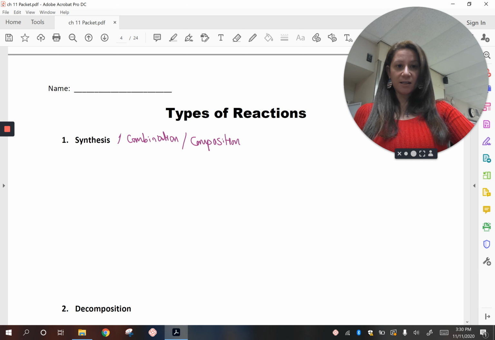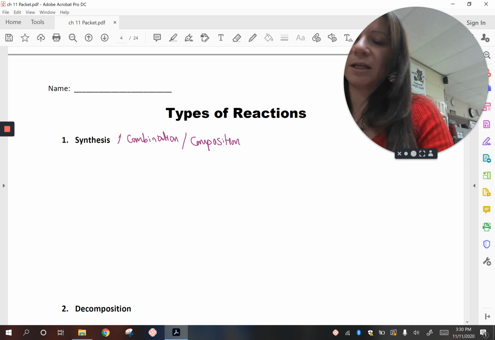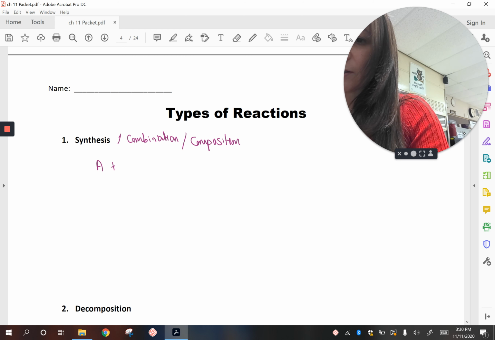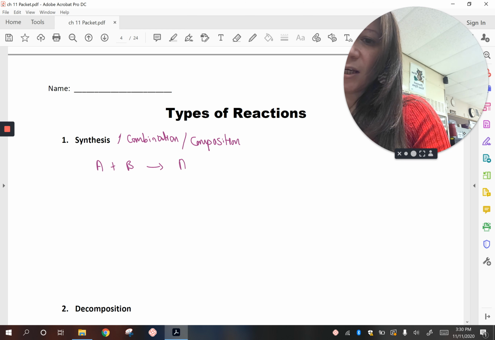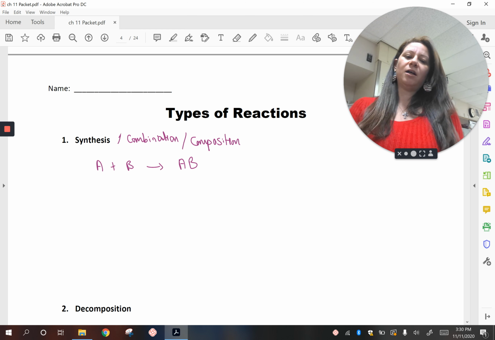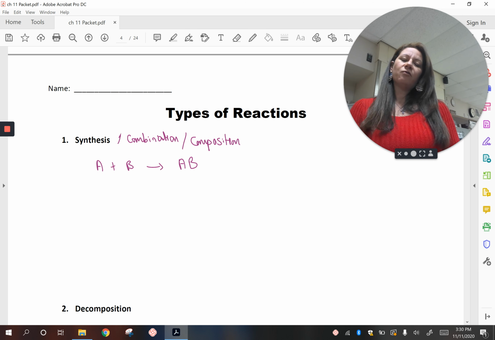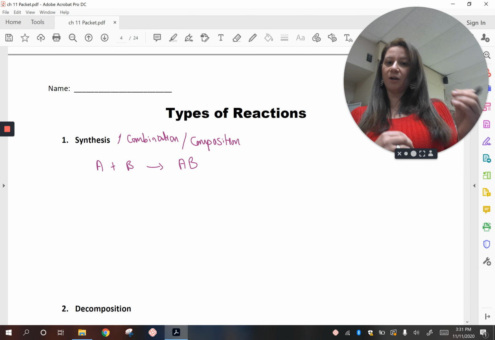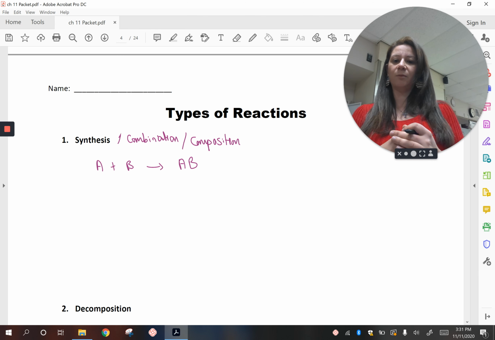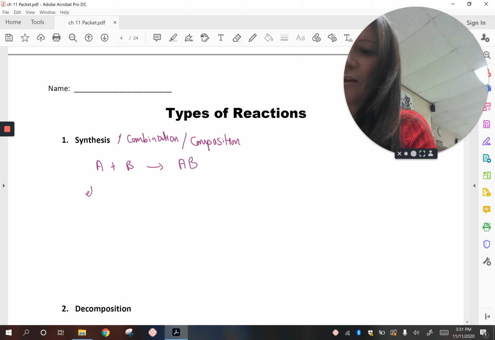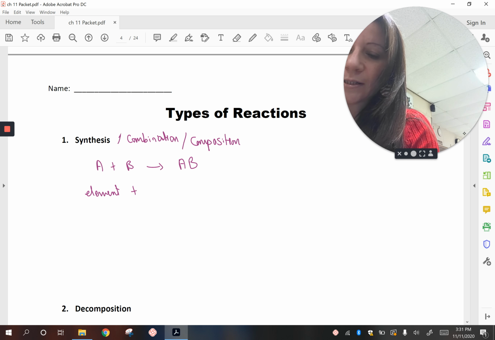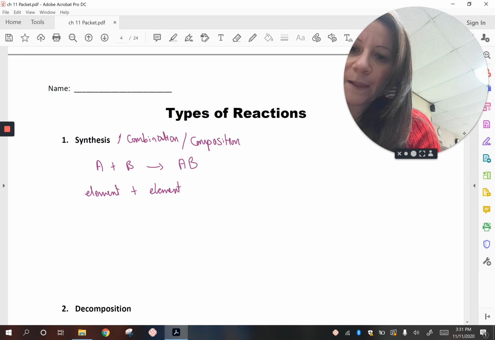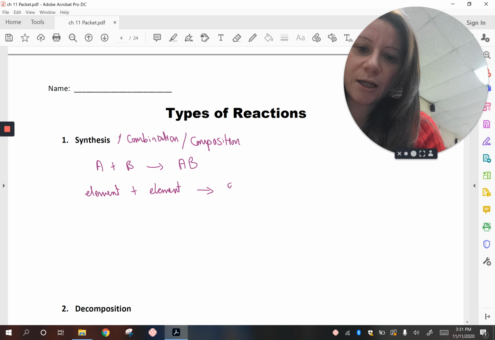Here we are synthesizing something, so that means we are making it. And so we're going to take parts, put them together to make one big thing. So you're going to see that you have different parts like A plus B, and you're going to form one larger substance as AB. For the purposes of our class, we're only going to look at forming binary compounds, meaning a compound made up of two elements. So you're going to see that you have an element plus an element, and then we're going to yield a compound.